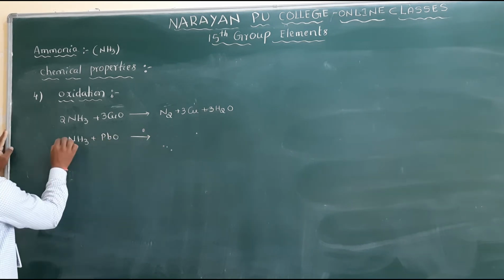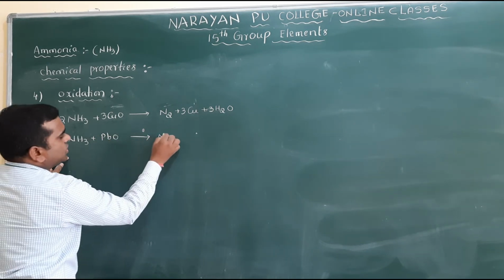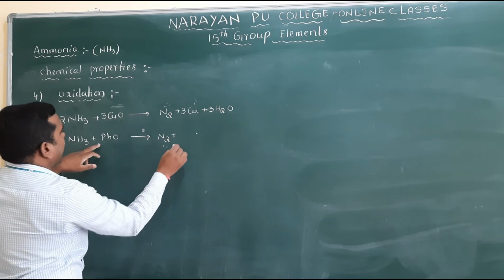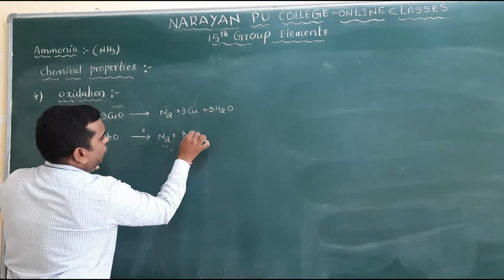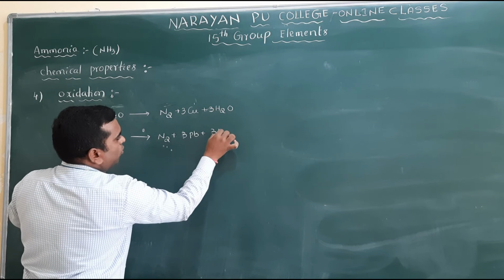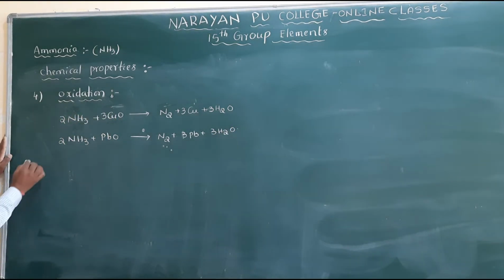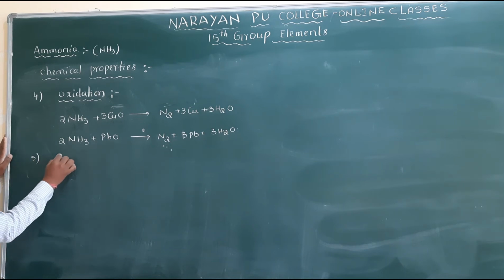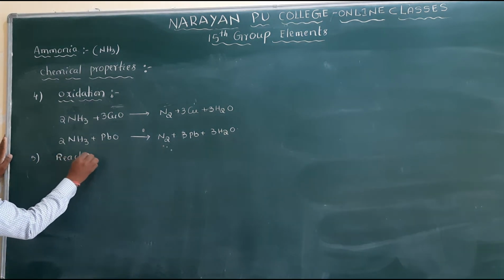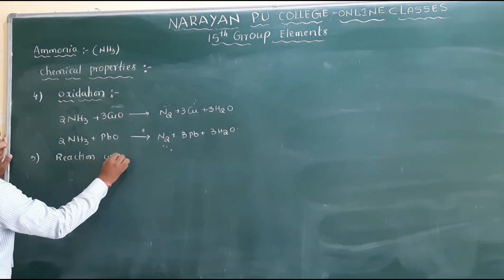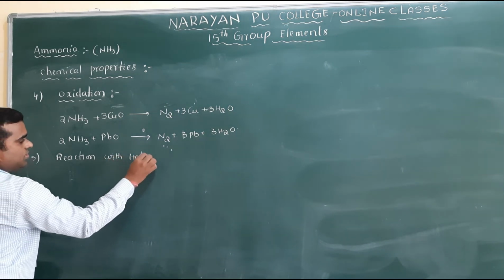In the same way, not only copper, take lead oxide, it is also a metal oxide. Same, ammonia will be oxidized to nitrogen, and you will get 3 moles of Pb and 3 moles of H2O. Clear? And the next one, the fifth one, is reaction with halogens.